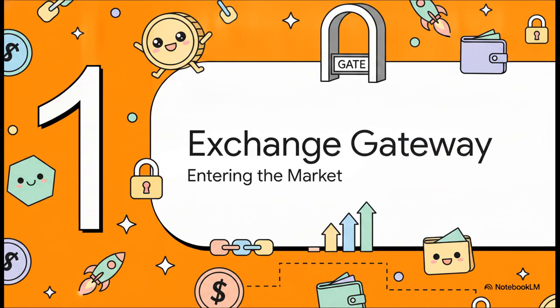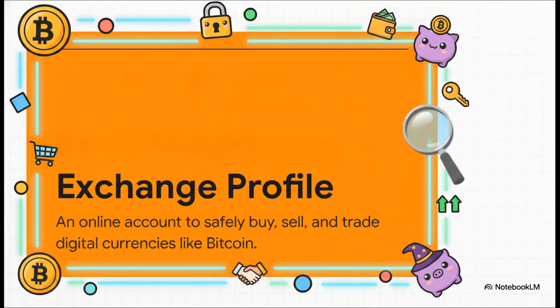We are starting our journey right at the literal entrance to the crypto market. To kick things off, we really need to define exactly what it is we're creating here. A crypto exchange profile is essentially your fiat on-ramp. Think of it as that all-important bridge connecting your traditional bank to the Web3 world. It's the account that lets you safely buy, sell, and trade digital currencies, like Bitcoin and Ethereum, of course. Basically, this profile is your essential key to accessing the digital asset market. Without it, you're kind of locked out.